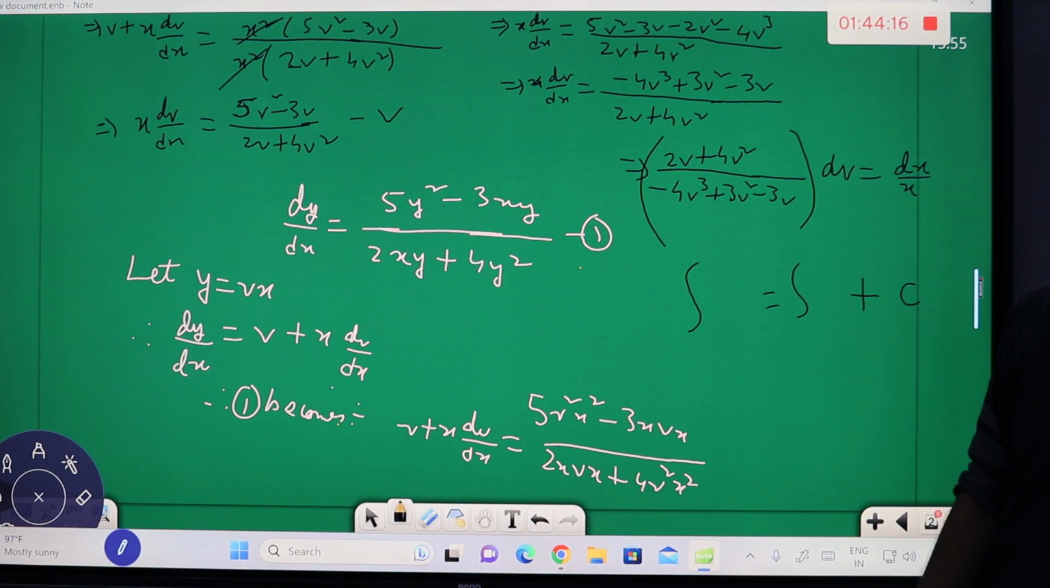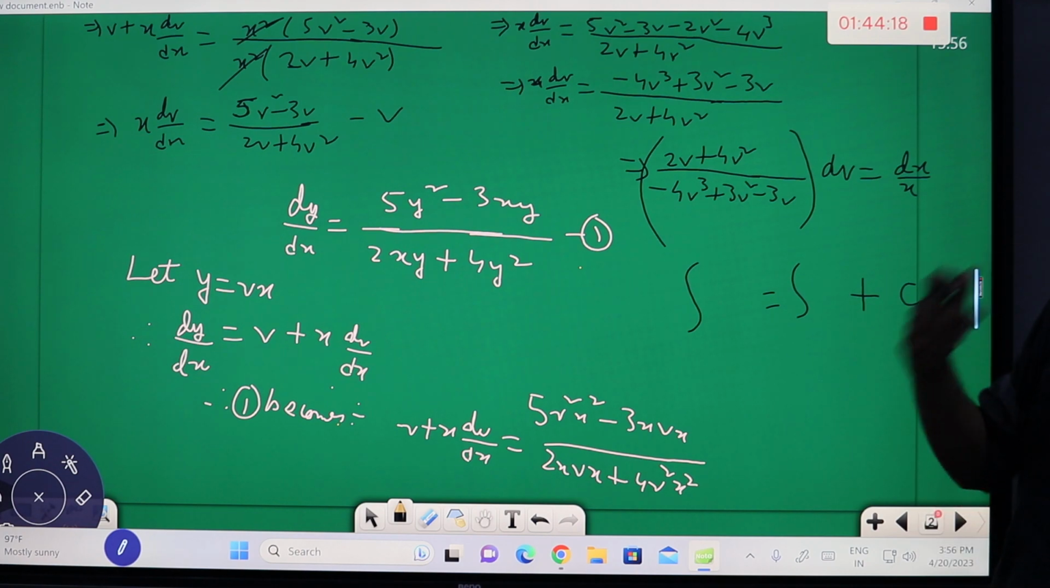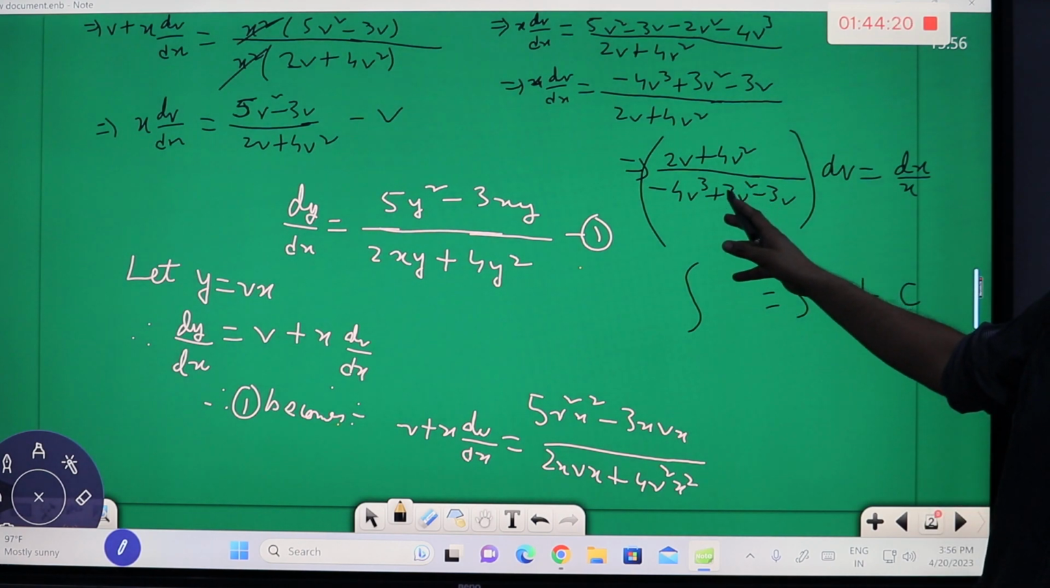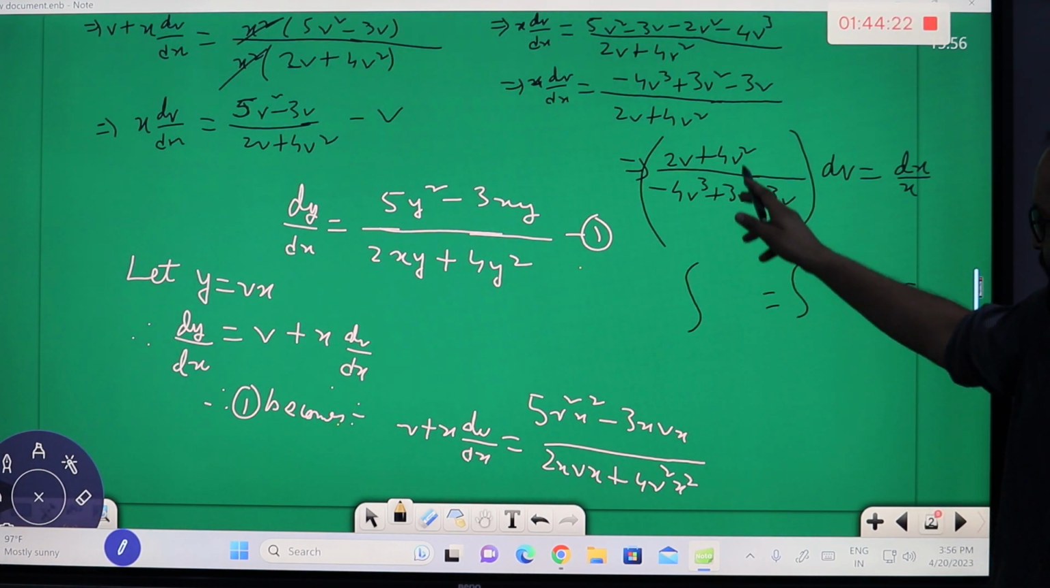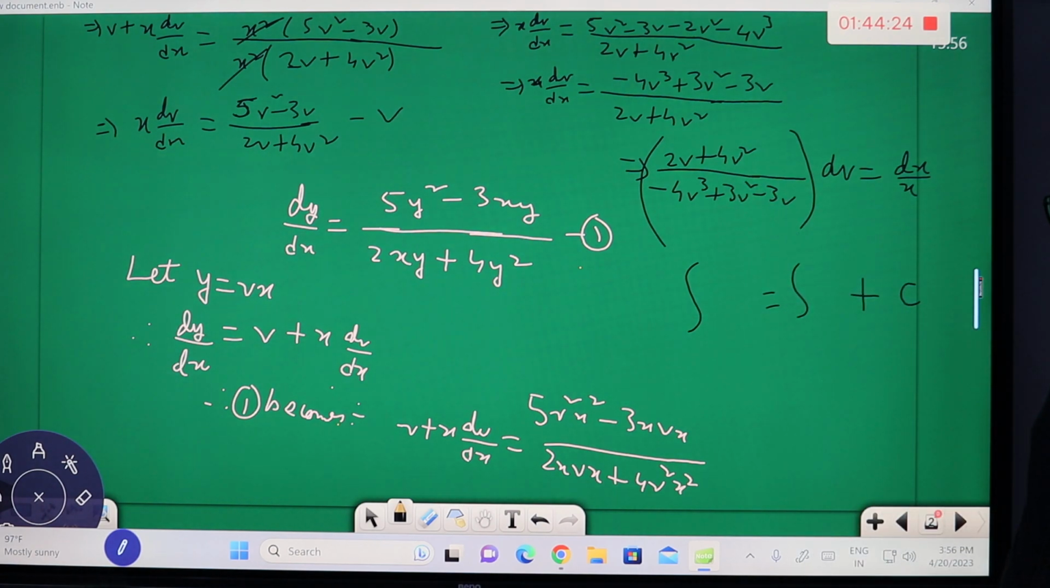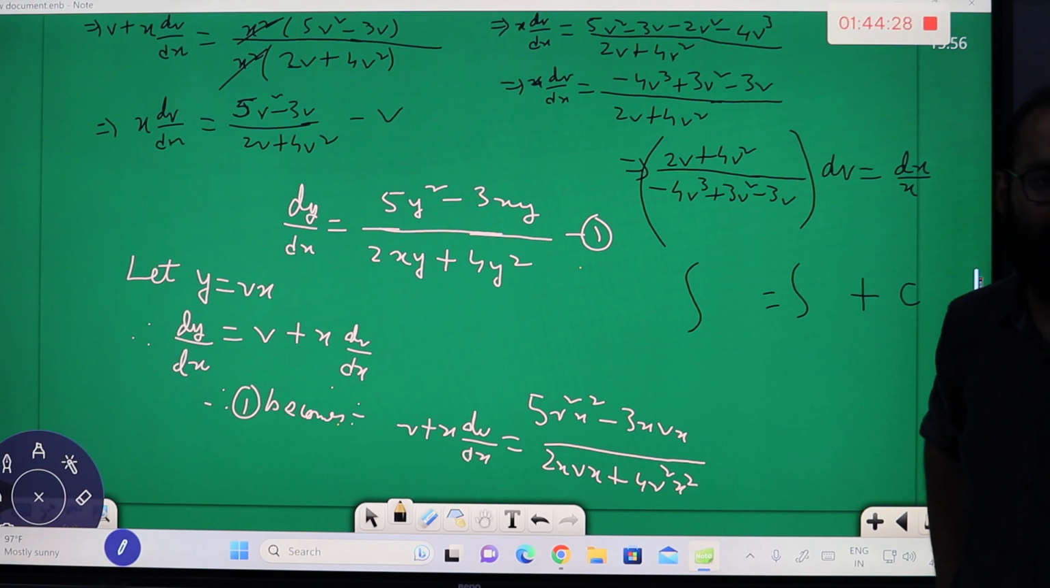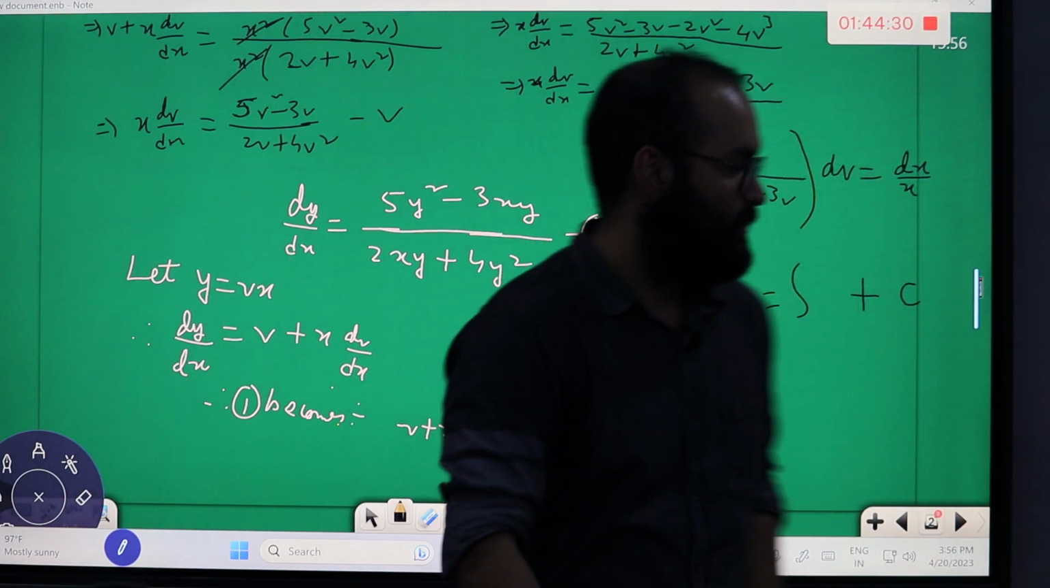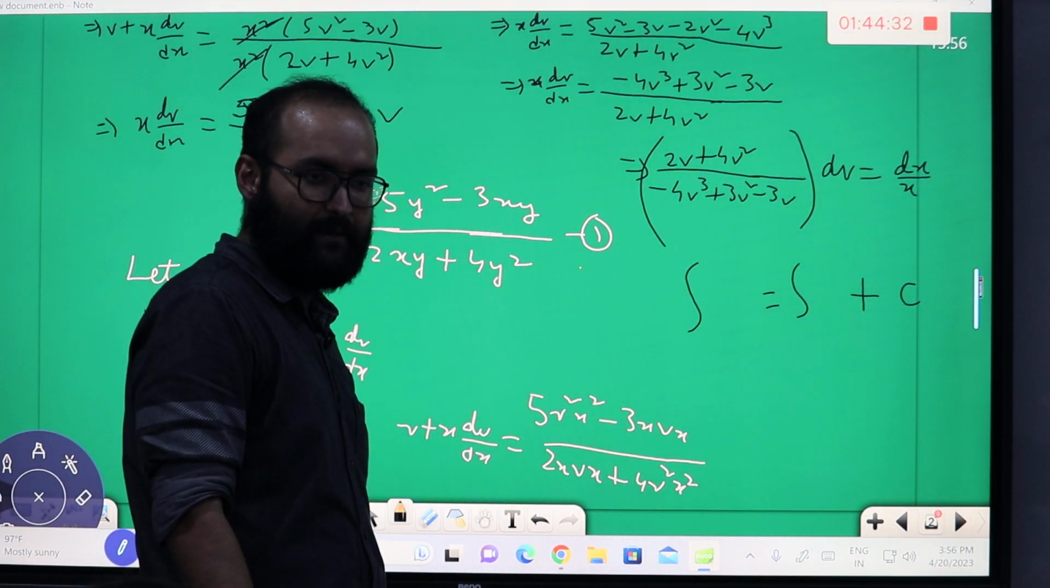Everyone? You have done integration like this. Here you may need to use which method? Substitution method. If you cancel v, you will need to use the substitution method here, isn't it? Is this clear? You can now integrate. We have separated the variables again.